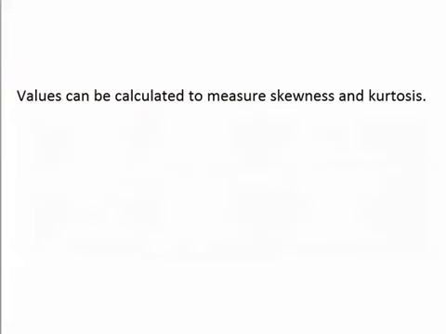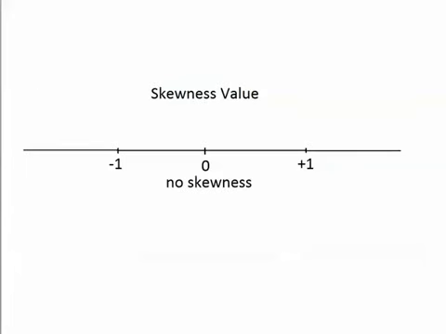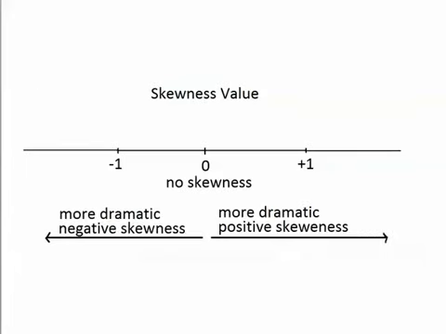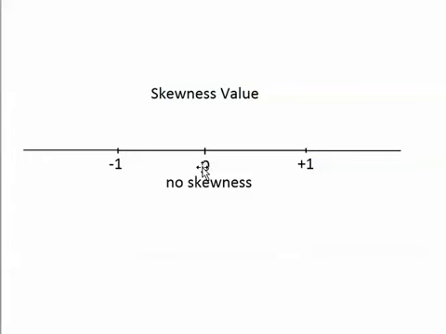And there's actually values that can be calculated to measure the skewness and kurtosis of a data set. If the skewness value comes out to 0, it means that the data has no skewness. It peaks right in the middle. The further the skewness value comes out this way, the more dramatic of a negative skewness you have, and the further the value comes out this way, the more of a dramatic positive skewness you have.